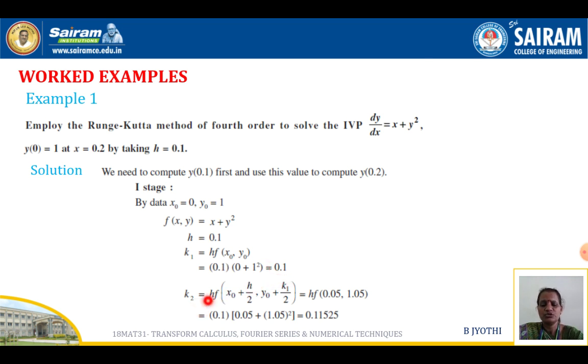Similarly, the k2 value is found by substituting in the formula h f(x0 + h/2, y0 + k1/2). After simplification, x0 + h/2 gives 0.05, and y0 + k1/2 is 1.05. So it is x plus y squared. Then on substitution and simplification, the k2 value is 0.11525. This is the k2 value.